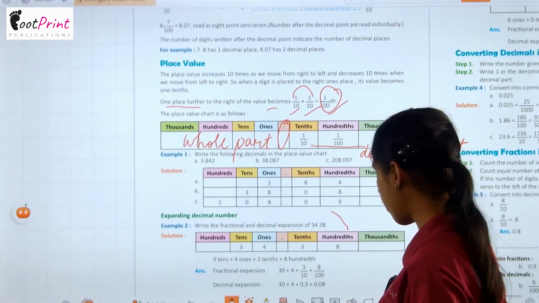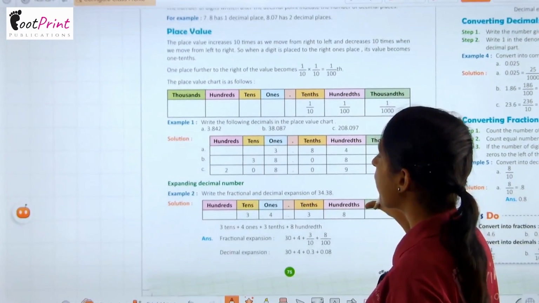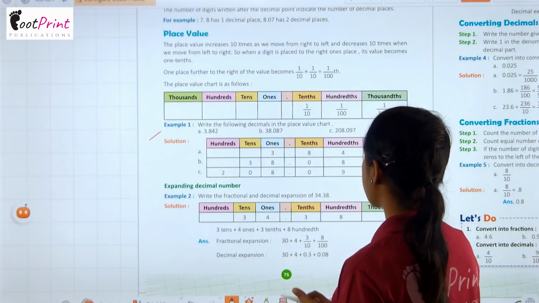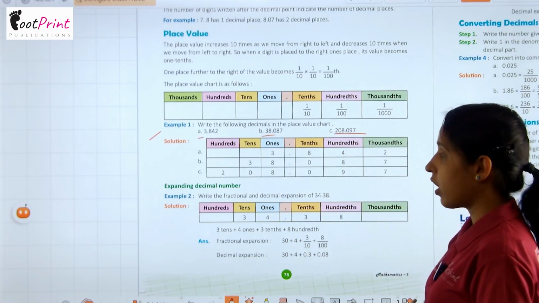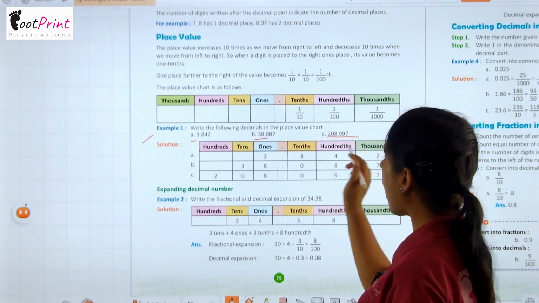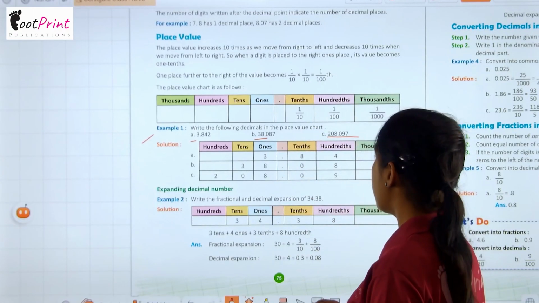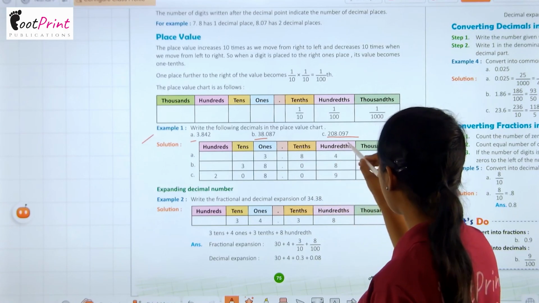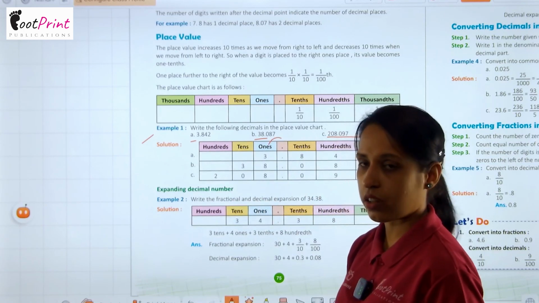Now we will solve some examples on the basis of our learning. Here, example number 1. Write the following decimal in the place value chart. Here some decimal numbers are given and we have to show them in the place value chart. Okay, so we know how to make the place value chart. We already discussed above. Here the decimal, then on the right hand side we have tenth, hundredth and thousandth, and here we have ones, tens and hundreds, that is our whole part.